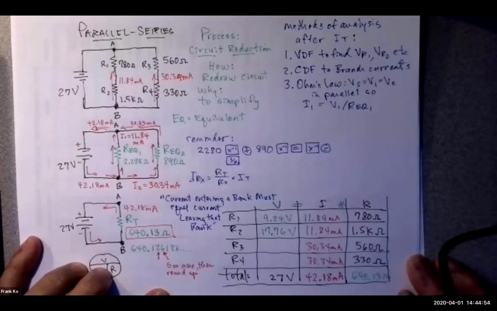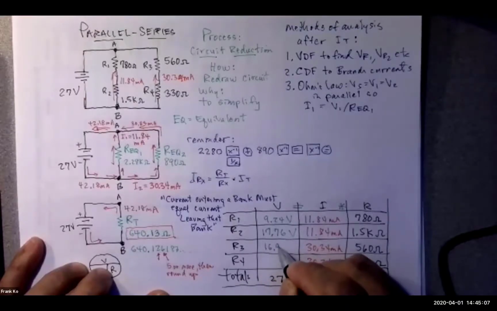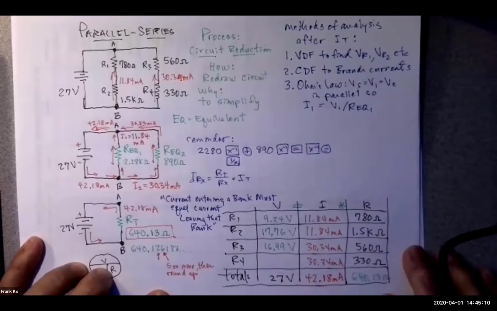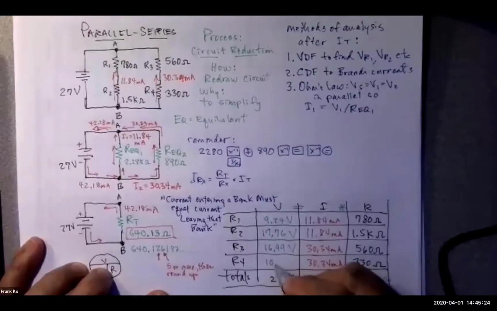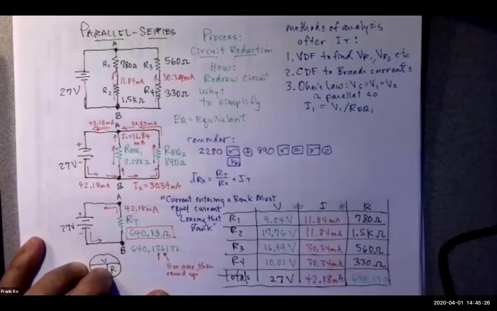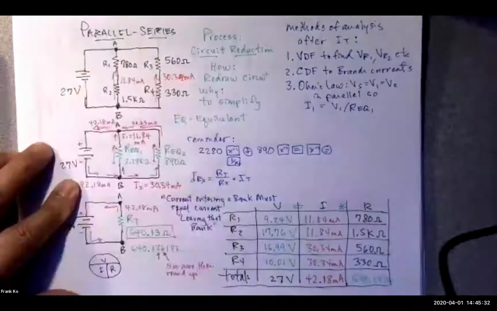Now, all right, who would like to raise their hands and give me VR3? It's 1699. 1699, Gabriel, is correct. Thank you. And who would like to give me the answer for VR4? 10.01 volts. 10.01 volts is correct. And let's see if those numbers make sense in our original circuit here.